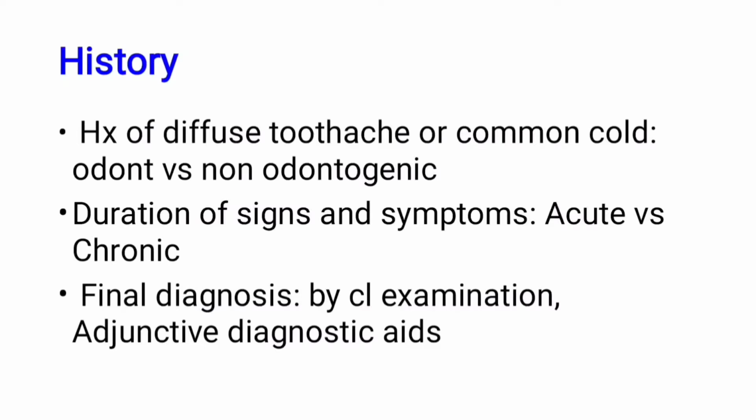The duration of signs and symptoms the patient presents with can differentiate between the acute and chronic condition. We said that acute is a disease lasting less than 1 month. 1 to 3 months is a subacute condition. More than 3 months is a chronic condition. And we confirm the diagnosis by clinical examination and adjunctive diagnostic aids.